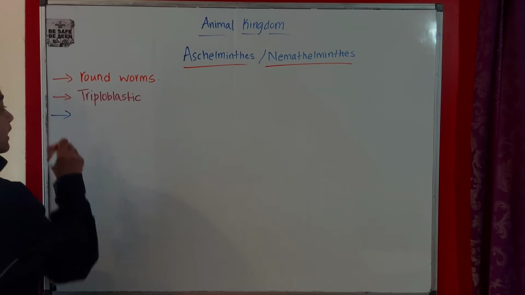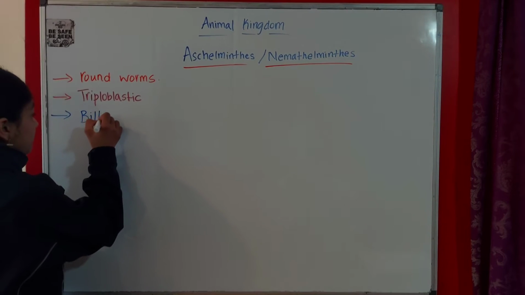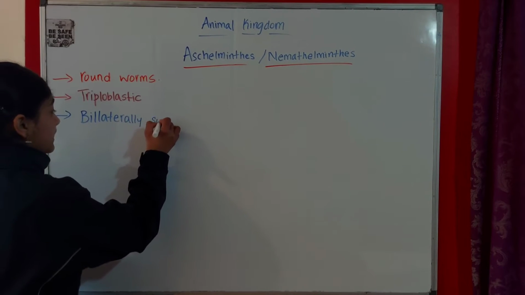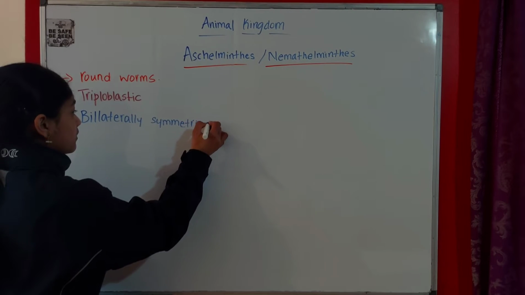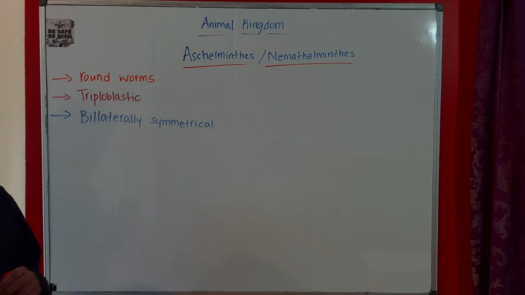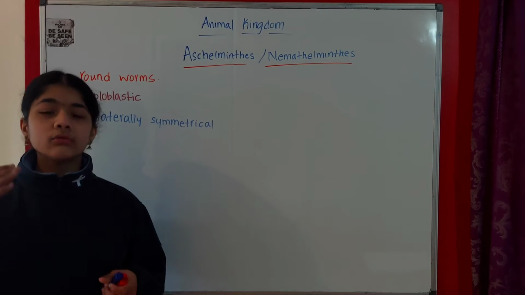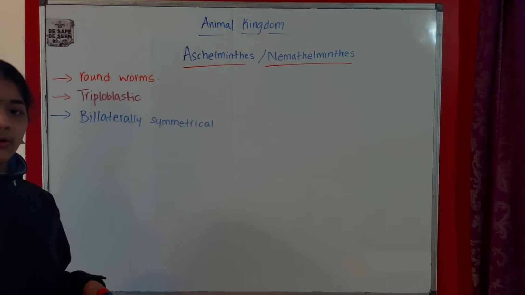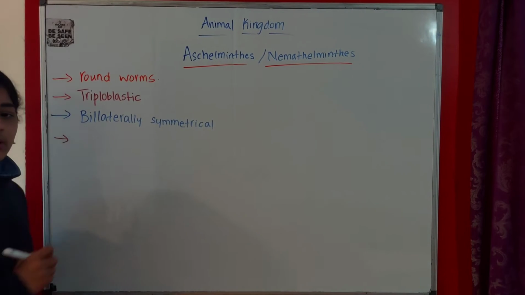Next, about its symmetry, they are bilaterally symmetrical animals. Bilaterally symmetrical means the organism can be cut into half through only one plane, and that plane is called the sagittal plane. This we have already discussed in the previous videos. This is about the symmetry.